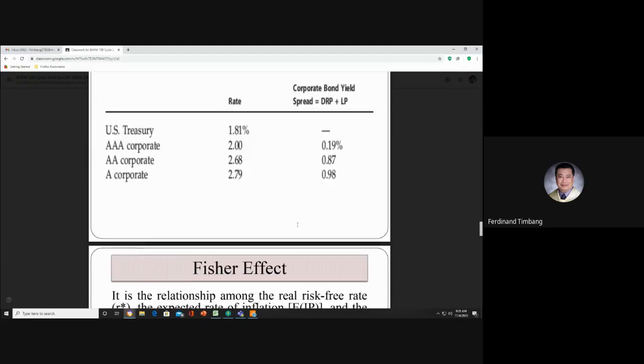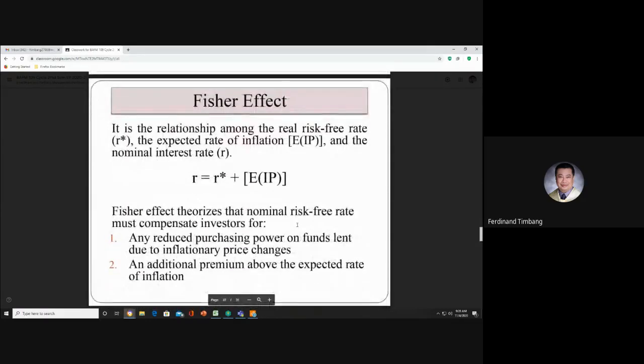Okay, next. Okay, Fisher effect. So, sinasabi lang naman sa Fisher effect, it is the relationship among the real risk-free rate, the expected rate of inflation, and the nominal interest rate. So, sinasabi lang ng Fisher effect is that for you to earn without losing, the expected inflation should be added to the R star. Yun lang naman yun. That the expected inflation should be added to the R star for you to earn the R.